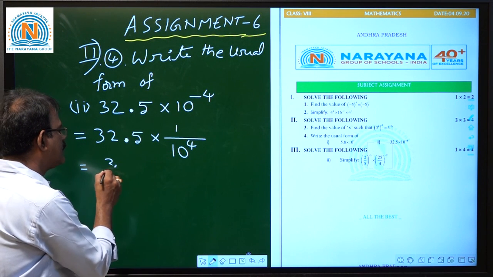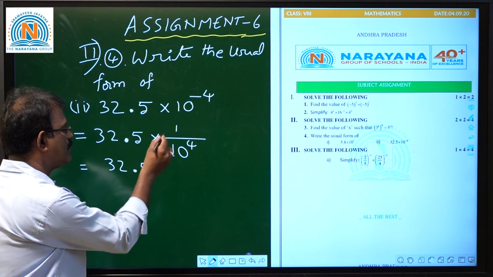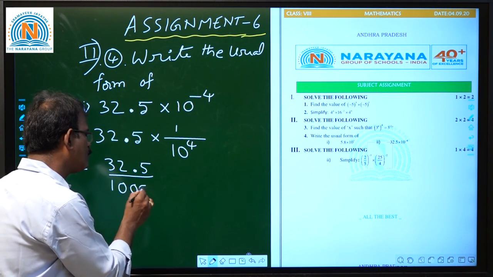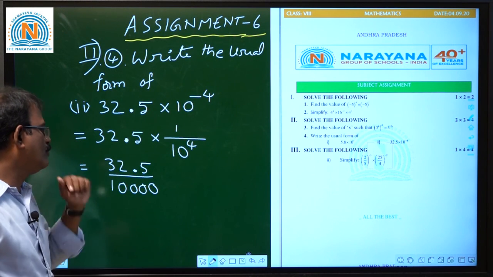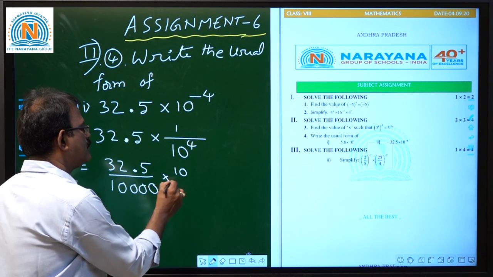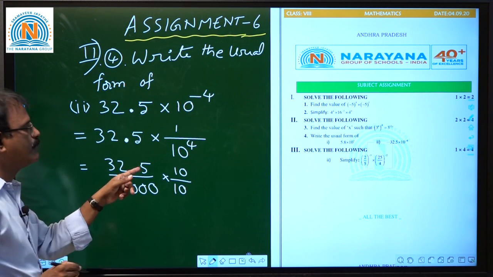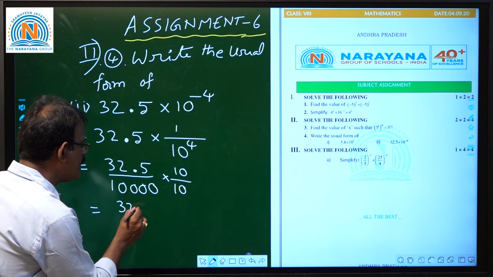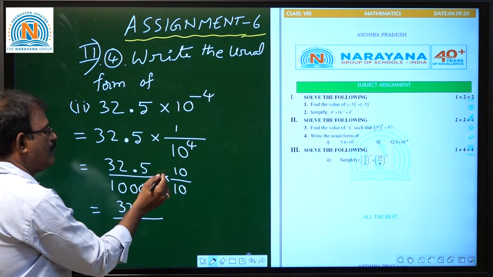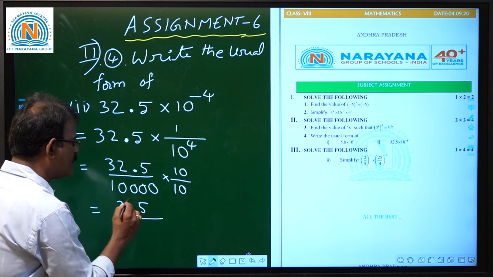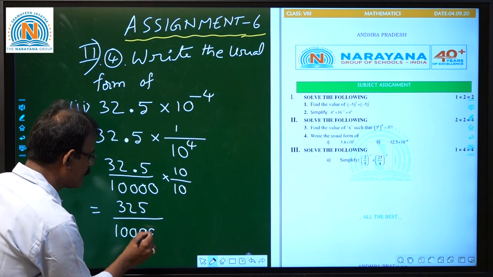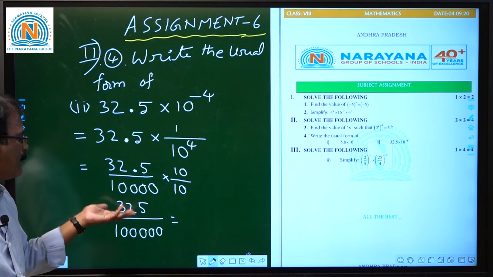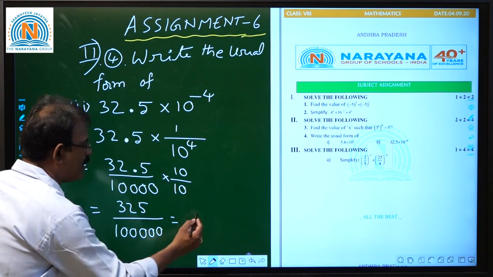Then this is 32.5 by 10 raised 4 times, so we have 4 zeros. Again we need to cancel the decimal point. We have 1 digit after the decimal point, so let us multiply with 1 zero. So this is 325 by, for 1 digit getting cancelled, 5 zeros.